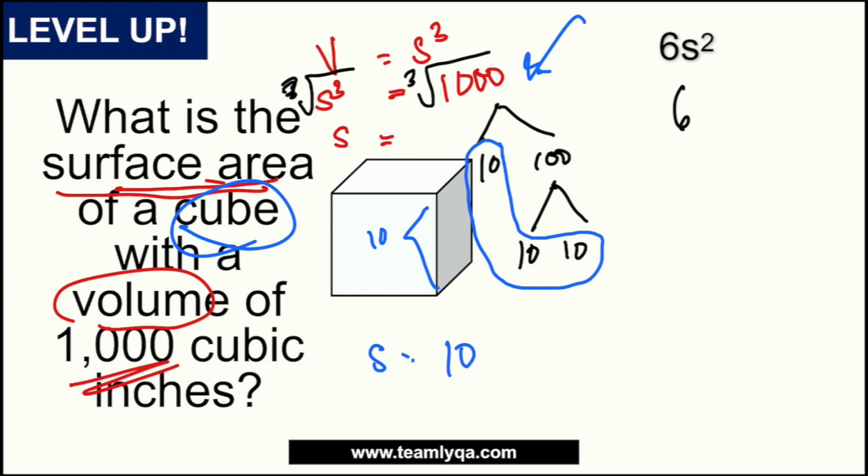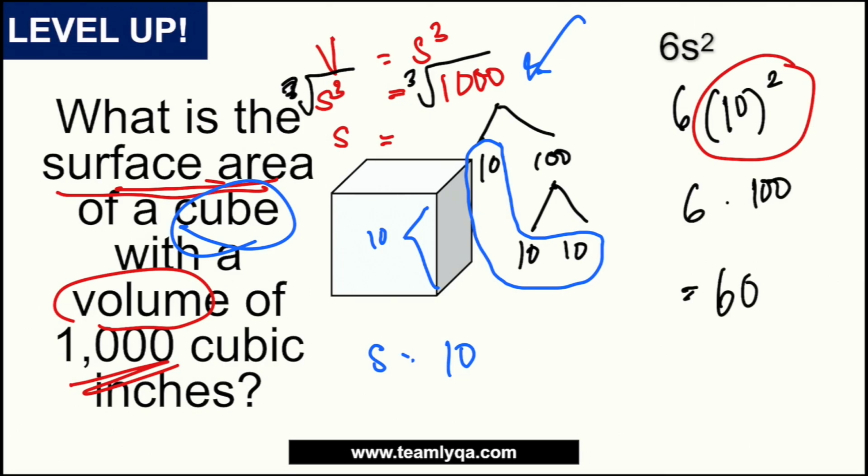So 6, and then yung S natin which is 10, and then squared. Again, always start with this side first. So 10 times 10 is 100. Times 6, the answer is 600.